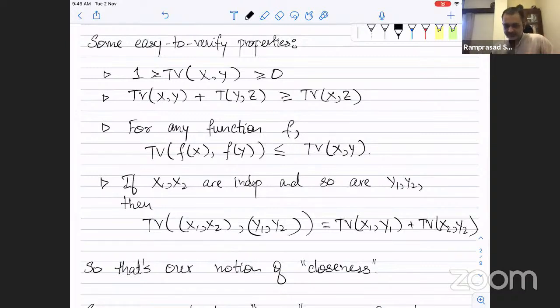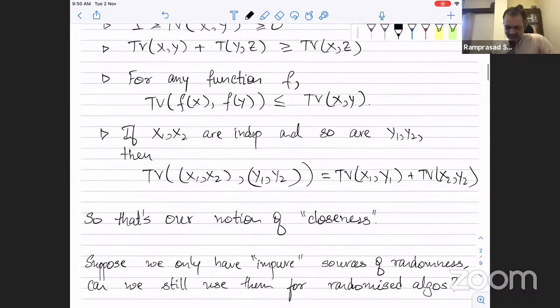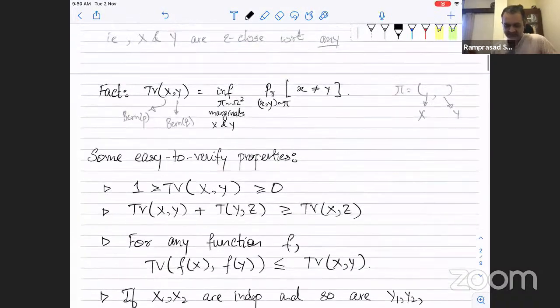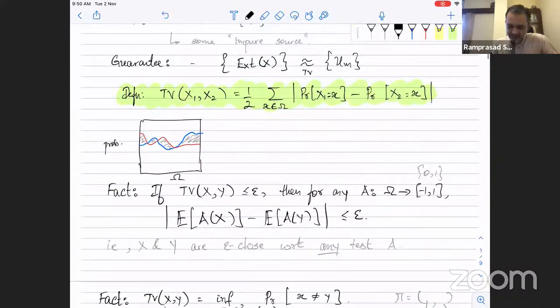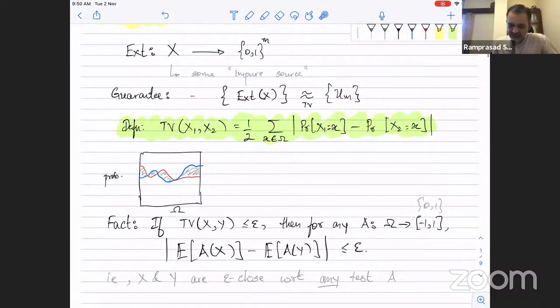Okay, good. So now let's ask ourselves, suppose such an extractor existed, a function that takes an impure source and returns something in {0,1}^m. We still haven't even defined what impure sources mean. But before we dive too deep into this, let's at least convince ourselves that what we are doing is worthwhile.